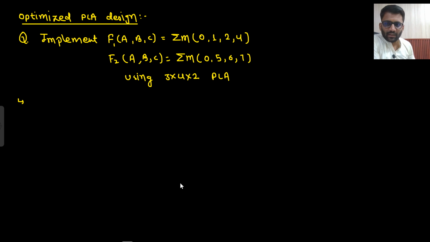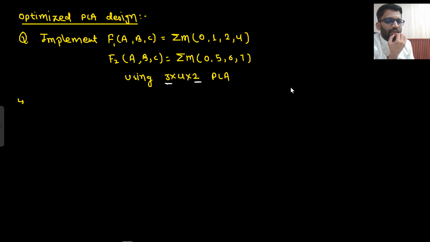Okay. Let's see optimal PLA design. So from here questions will be framed. If they are asking questions from this particular topic, then from here only they will ask the question. Okay. You need to implement F1 and F2. Two outputs you are having, fine with that. How many inputs you will be having? By the min terms you can see there will be 3 inputs, 0, 1, 2, 4, 5, 6, 7. So there will be 3 inputs.